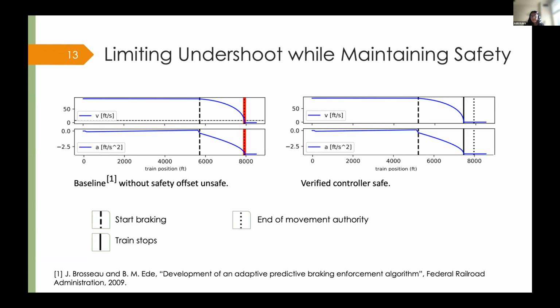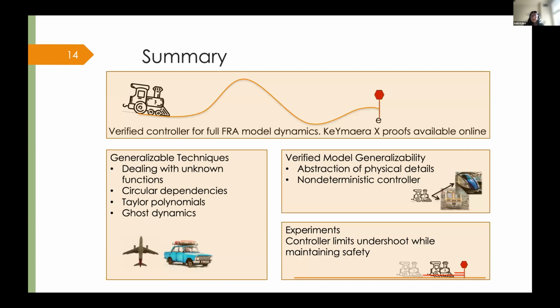In summary, our work contributes a verified train controller that accounts for the full realistic FRA model. This is the first time a verified controller accounts for all the interacting forces of track slope, track curve, air brake propagation, and Davis resistance. We used several generalizable proof techniques, and evaluation shows that our controller is safe while being more efficient than previous work. This project was funded by the FRA. Our proofs are available online. Thank you.